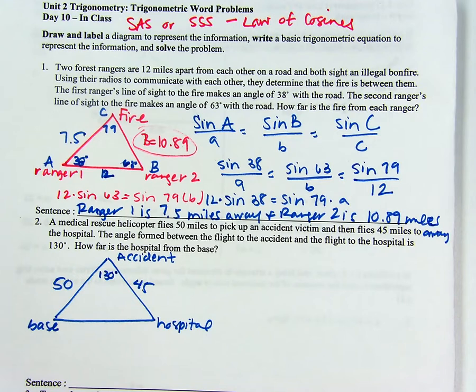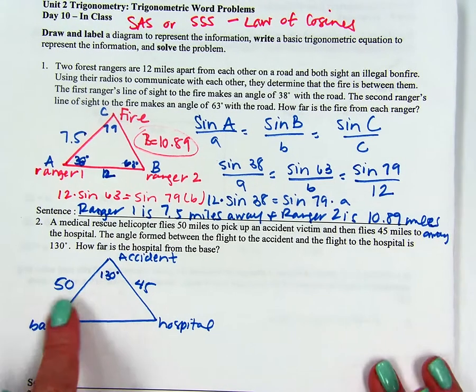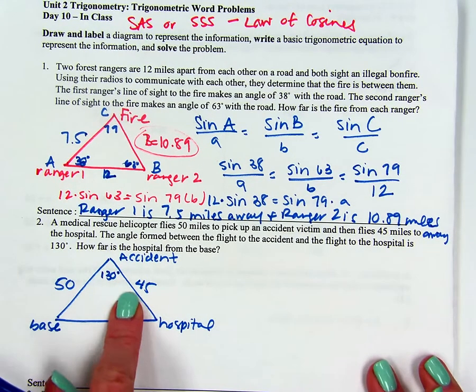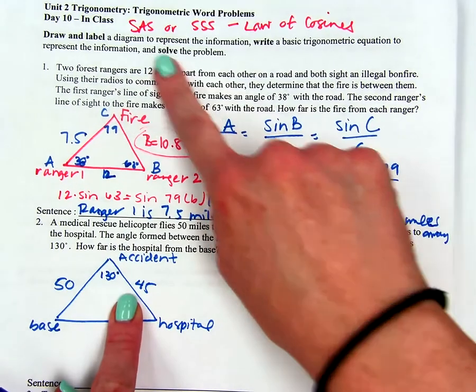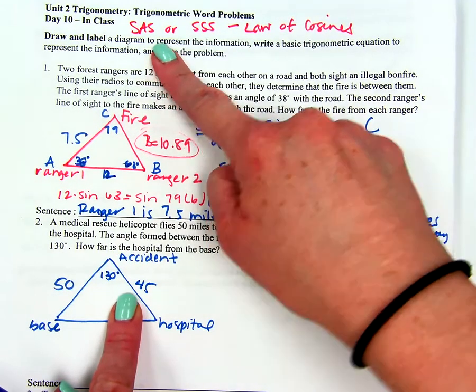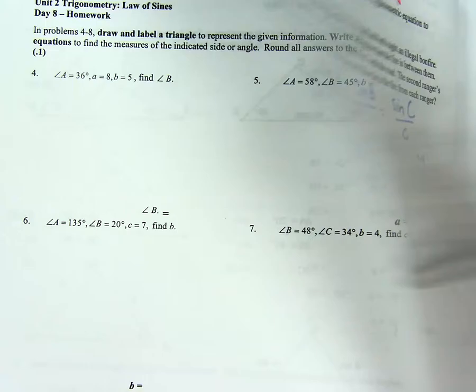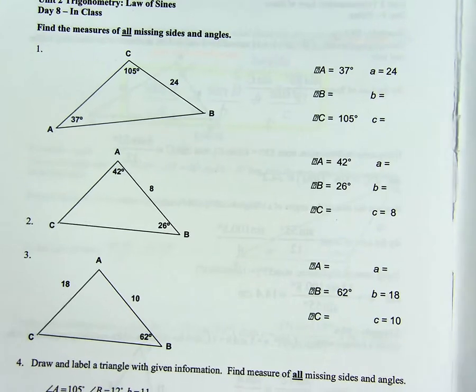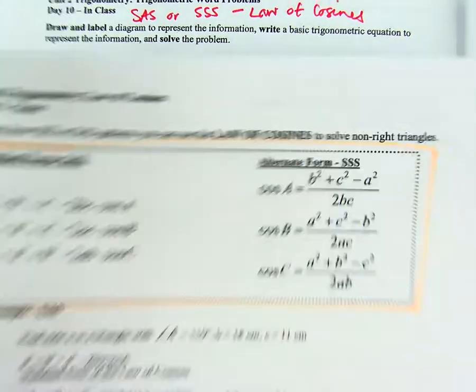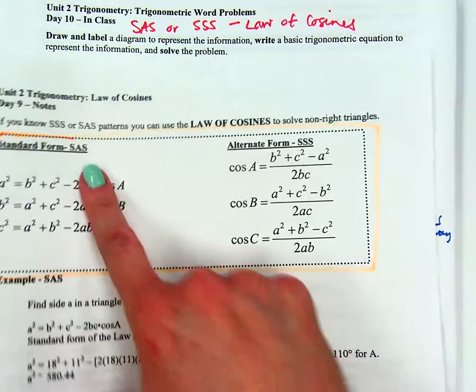So now we have to identify what we're given. So we have a side, angle, side. If you look up at the top, we made that note. If it's a side, angle, side, we're going to use the law of cosines. So you guys can flip back to your table. Let me see if I have one. Oh, here we go. Right here. So we're going to use side, angle, side.